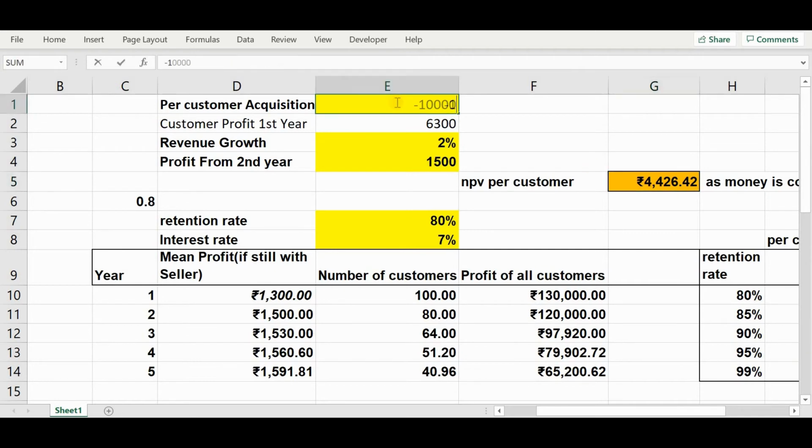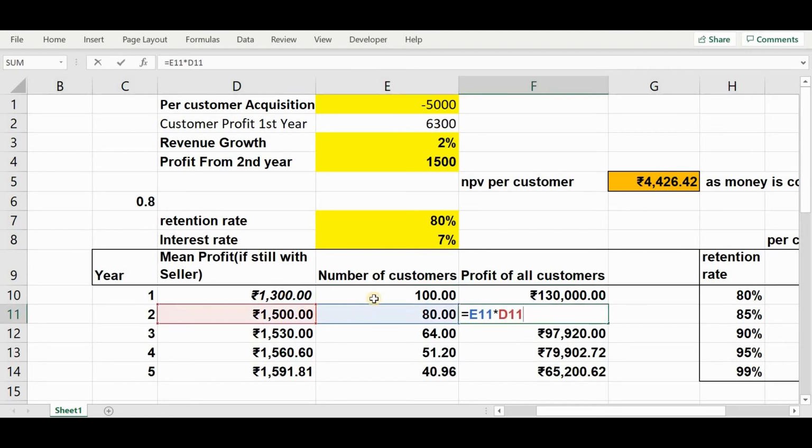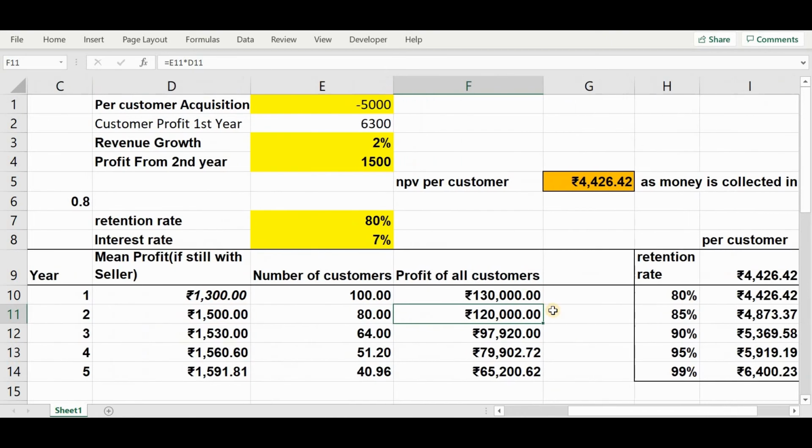Let's say I spend 10,000. Then I'm getting a negative NPV. Then it is not advisable to spend this much money on this. Even for a zero return, it doesn't make sense. It's better you invest that money in a savings account. So let us put back 5,000. Now you understood this, and you understood this. This is directly a multiplication of these two. Now comes the fun part.